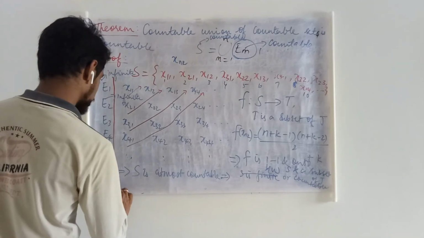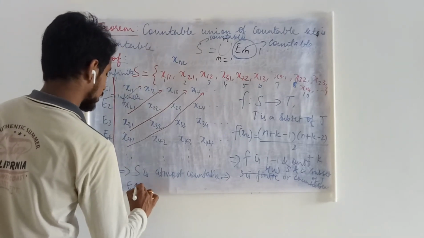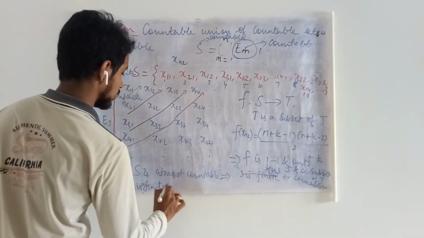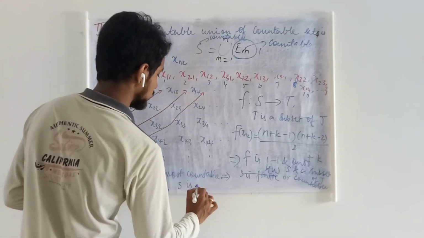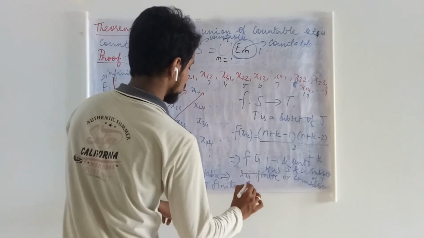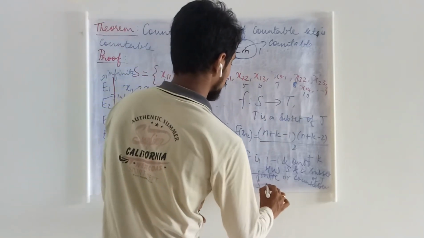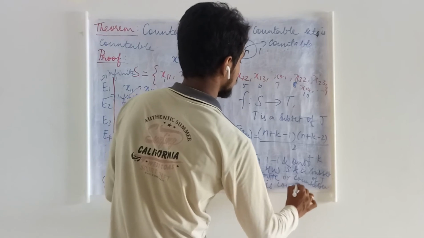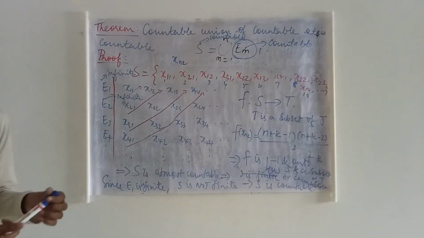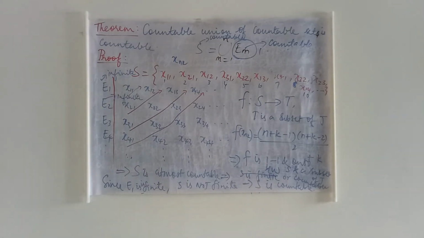Okay, since all the elements in the union are infinite, your S is not finite. So if S is not finite, you are left with only possibility that S is countable. Okay, that's it about this theorem.